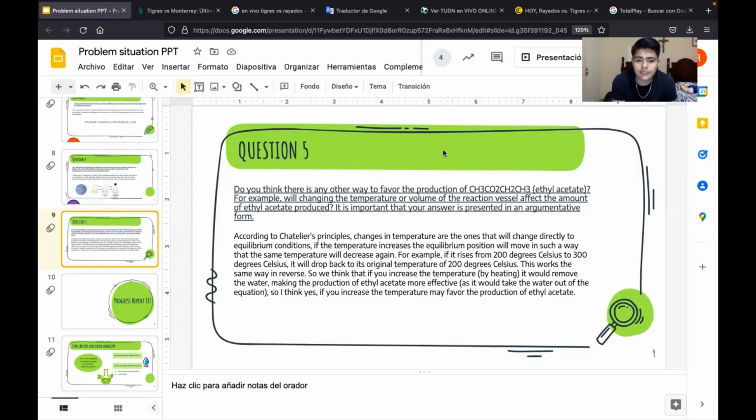This works the same way in rivers, so we think that if you increase the temperature by heating, it will remove the water, making the production of ethyl acetate more effective. So I think yes, if you increase the temperature, it may favor the production of ethyl acetate.